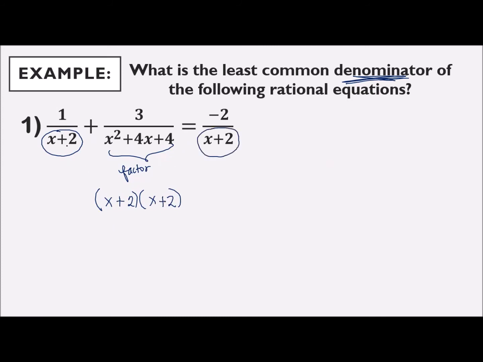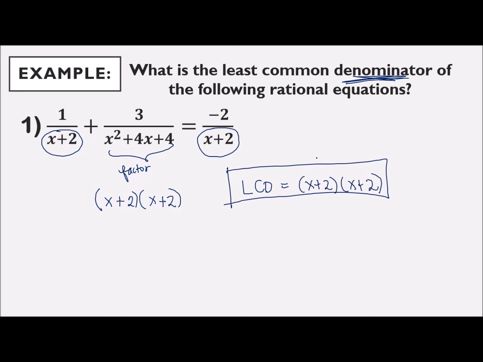So, kung mapapansin niyo, itong x squared plus 4x plus 4, nanggaling din naman yan kay x plus 2 kasi nag-multiply pa tayo ng another x plus 2. So, it only means that our LCD or the least common denominator is x plus 2 and x plus 2. Okay, I hope that's clear.